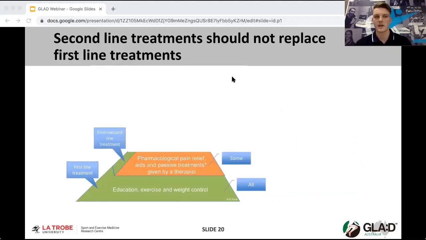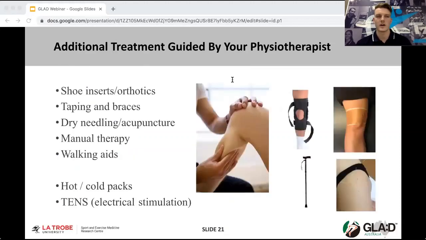All right, so let's have a bit of a chat about the second line treatments. Okay, so these second line treatments should not replace first line treatments. This is because they have varying levels of evidence to support their use. However, they are often associated with benefits in reducing pain in the short term. So they can be helpful as an adjunct to first line treatments. Some additional treatments guided by your physio.